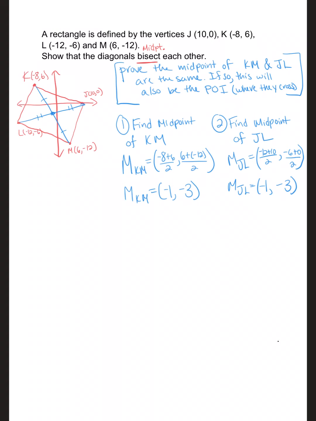So if our midpoints are the same, okay, that shows that that's the point of intersection where they cross each other. So we can then conclude that these lines, the diagonals KM and JL, bisect each other, meaning they cut each other in half.